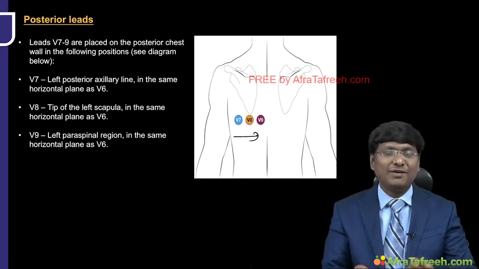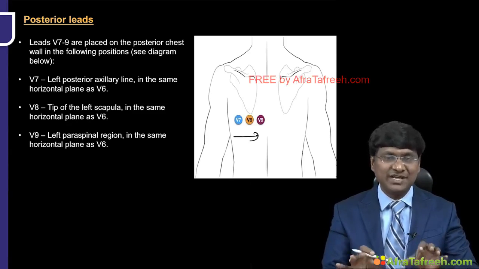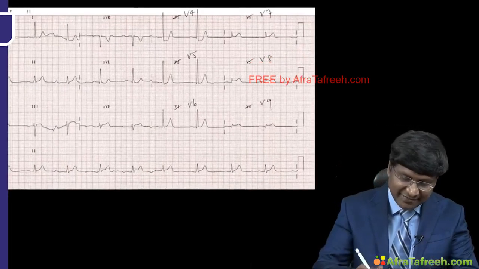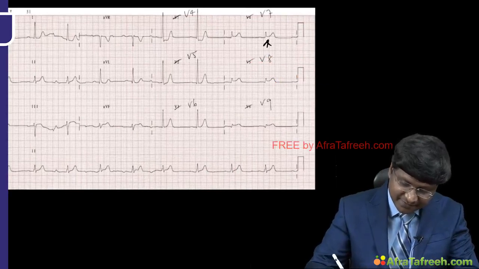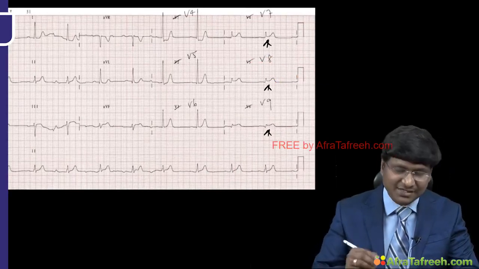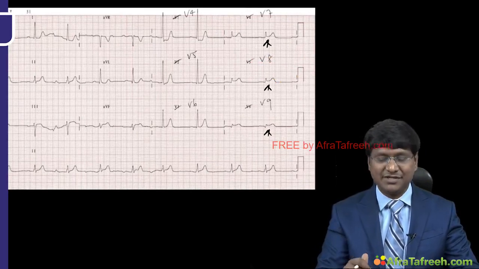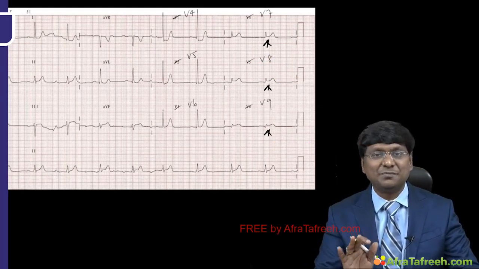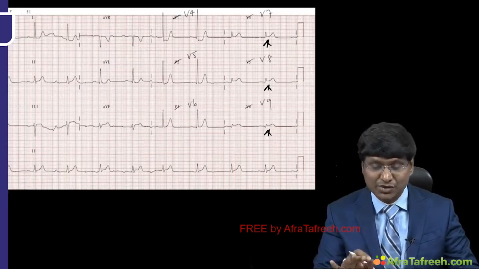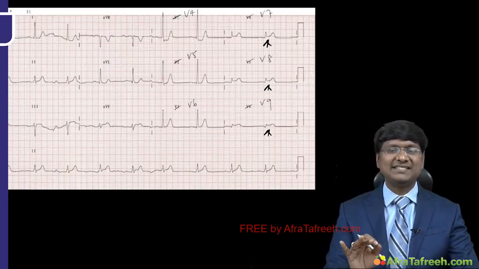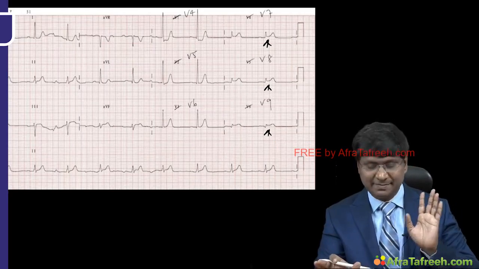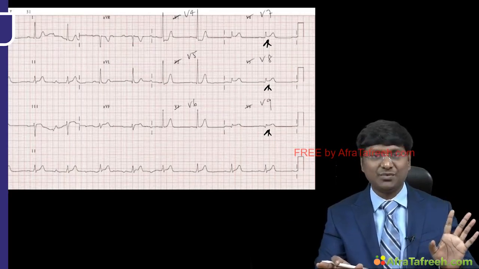Now, when the leads have been placed in this manner, if you take an ECG, you will notice the ST segment elevation in V7, V8 and as well as V9. So you have ST segment elevation in the posterior leads. In posterior wall MI, you will have the ST segment elevation in V7, V8 and V9, right? So that is about the presence of dominant R wave in posterior wall MI.